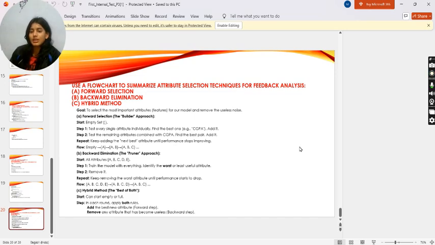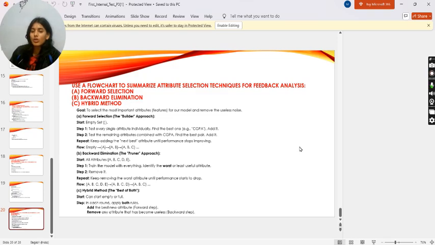Step 2, test the remaining attributes combined with CGPA. Find the best pair, add it. Repeat, keep adding the next best attribute until performance stops improving. Flow: empty, A, AB, ABC. Now backward elimination, the pruner approach. Start with all attributes A, B, C, D, E.